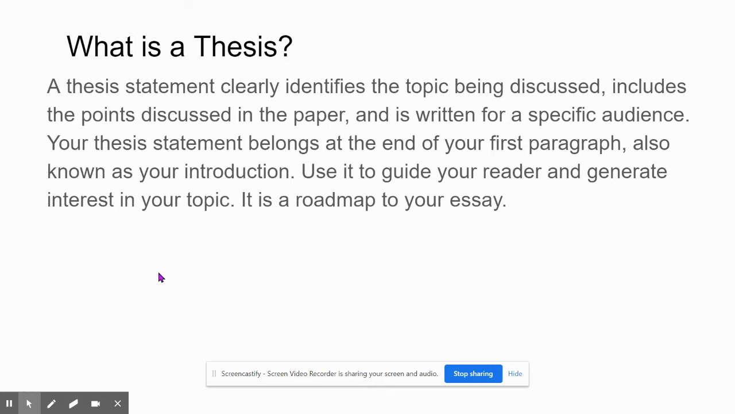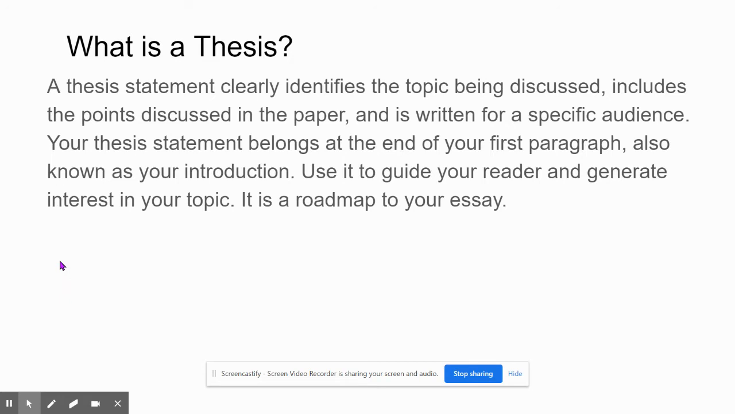A thesis statement clearly identifies the topic being discussed, includes the points discussed in the paper, and is written for a specific audience. Your thesis statement belongs at the end of your first paragraph. There are some variations there, but for the most part, it nails down what you're going to support or prove in your essay. And it's usually at the end of the introduction. Use it as a guide for your reader to generate interest in your topic. It's a roadmap to your essay.